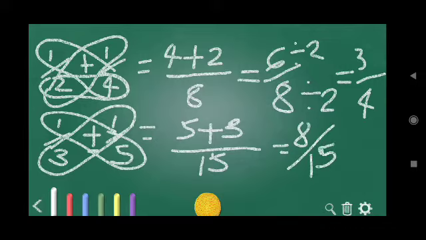Now, 8 and 15 do not have a number that can divide both of them. In other words, they don't have a common divisor. So that is your final answer, 8 over 15. So again, when you add 1/3 and 1/5 by getting their LCD, you will still come up with the same answer, which is 8 over 15.